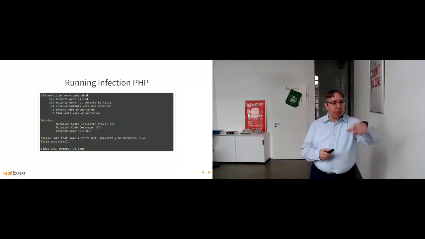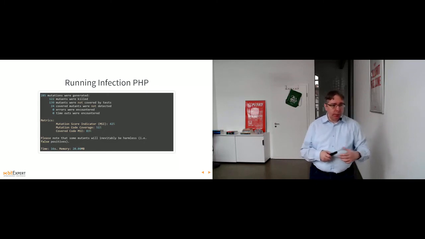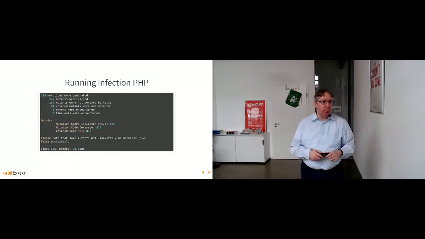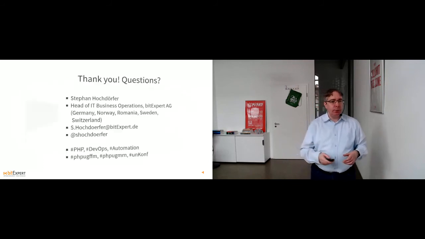So these metrics are the important ones: the mutation score indicator and the mutation code coverage. You can see in this case it's not the best and should be improved. And I think I almost finished on time.